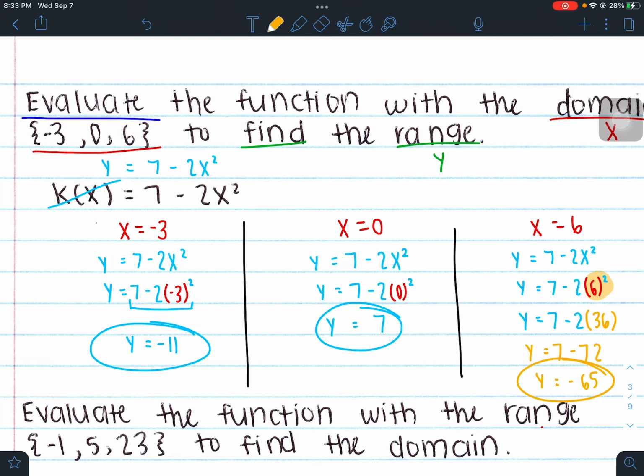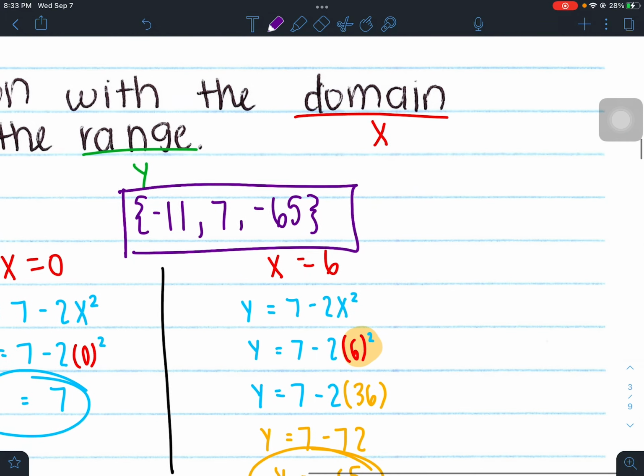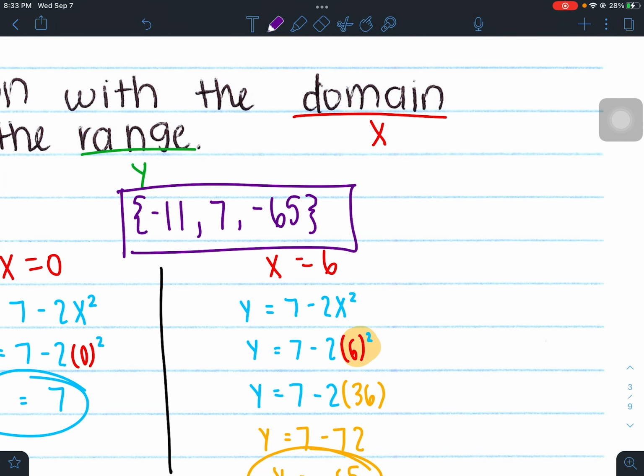So how do we write our answer here? Well, you're going to write your answer in the same way that they gave it to you, in curly braces. So I'm going to go ahead and open up some curly braces. My first y value here is -11. My second y value here is 7. And my third y value here is -65. And then I close my curly braces because that's the end of my list. And this would be my final answer. Now, does the order of your numbers matter? It does not technically. You can also list it from least to greatest. Some people like to do that.